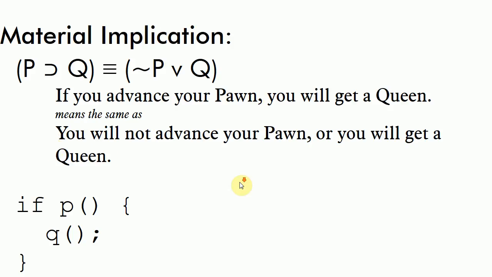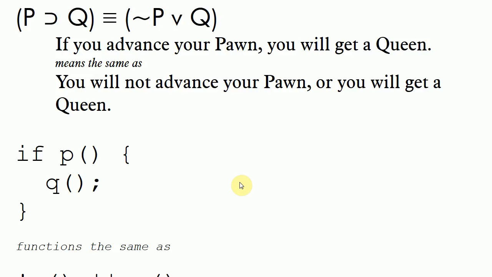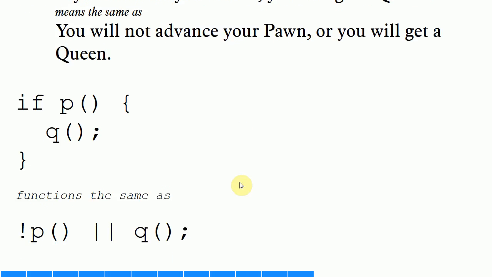Let me show you what implications this has for computer programming. There are two different ways we can do the same thing in computer programming. Here is the usual way. We say if P, then do Q. So P is a function here and Q is another function. It's saying if the P function returns true, then go ahead and do the Q function.